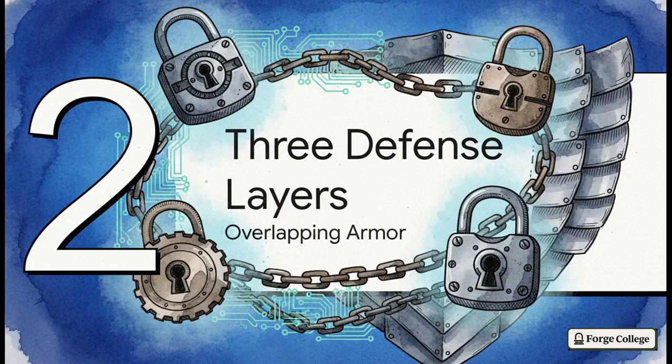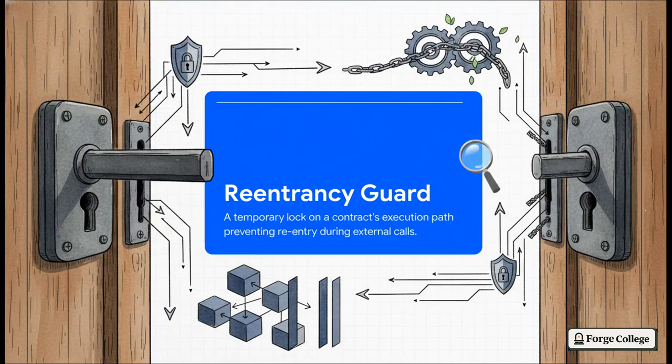Which brings us to part 2. 3 layers of defense. We never ever want to rely on just one lock. We need a whole system. So let's look at the 3 core mechanisms that make up a true high-security vault schematic. And I want you to think of these not as alternatives to one another, but as overlapping layers of armor.